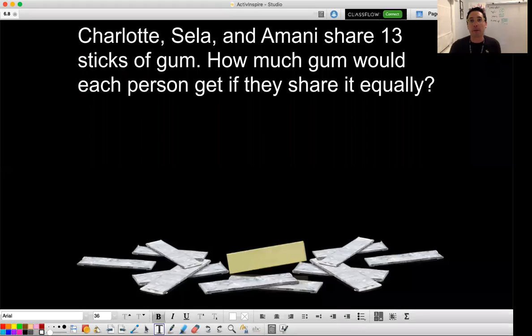So to get us warmed up, we're going to think about gum. Charlotte, Seela, and Amani share 13 sticks of gum. How much gum would each person get if they share it equally? You can try to pause this video now and try to solve it on your own.